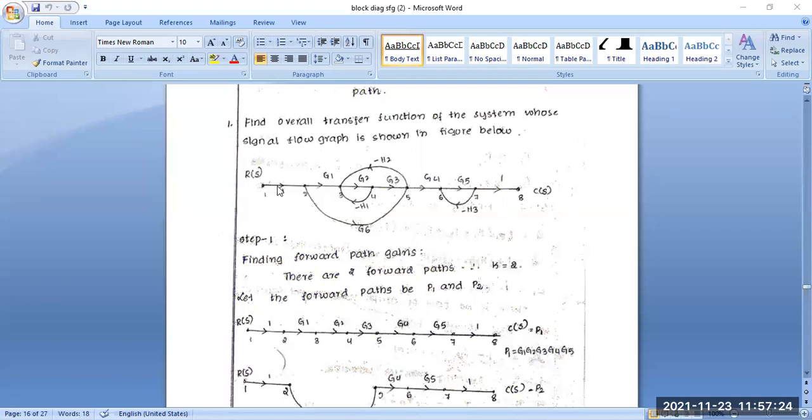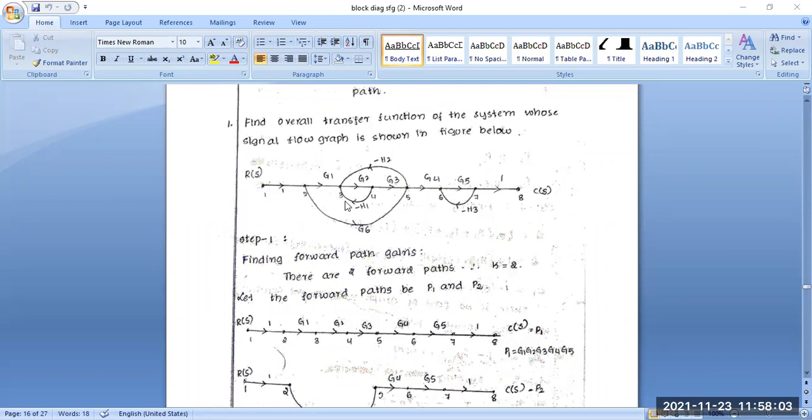This is another forward path; we use this way, then this way. These other three paths are not counted as forward paths because their arrows point in the other direction. So step one is finding the forward path gains. There are two forward paths, so k equals 2. Here k is the number of forward paths.